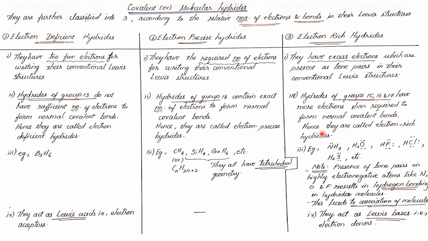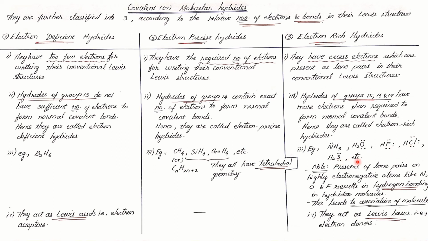An example for an electron-deficient hydride is diborane, B2H6. Examples for electron-precise hydrides are methane, silicon hydride, germanium hydride, and so on. You can also write the general formula of alkane, that is CnH2n+2, instead of methane. Note that hydrides of group 14 are all of tetrahedral geometry. Now, the examples of electron-rich hydrides are ammonia, water, hydrogen fluoride, hydrogen chloride, hydrogen sulfide, and so on.